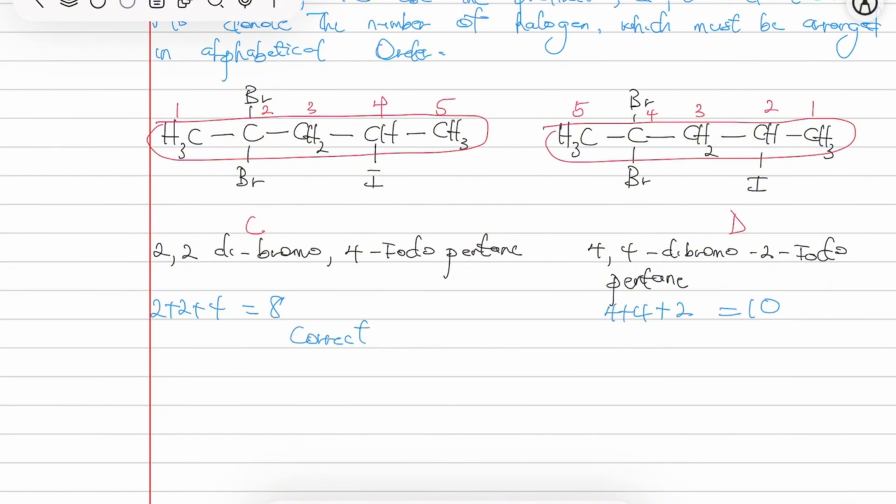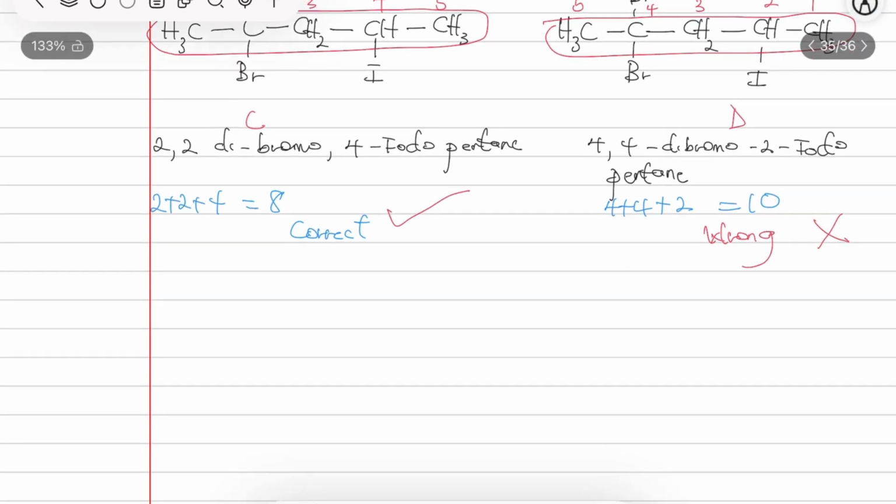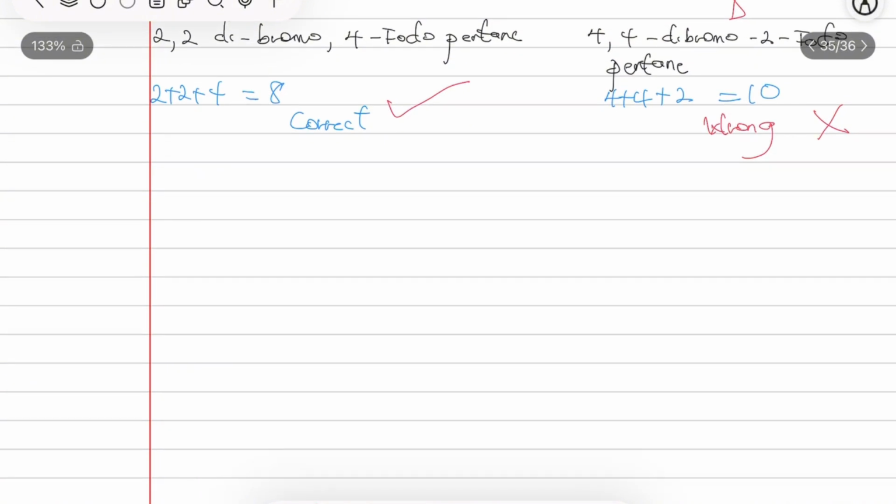Compound C is named as 2,2-dibromo because we have two bromine atoms in position 2 of the parent chain, and B comes before I. That is why the halogen bromine comes first before the iodine. 4-iodopentane, the iodine substituent, is at position 4 of the parent chain.